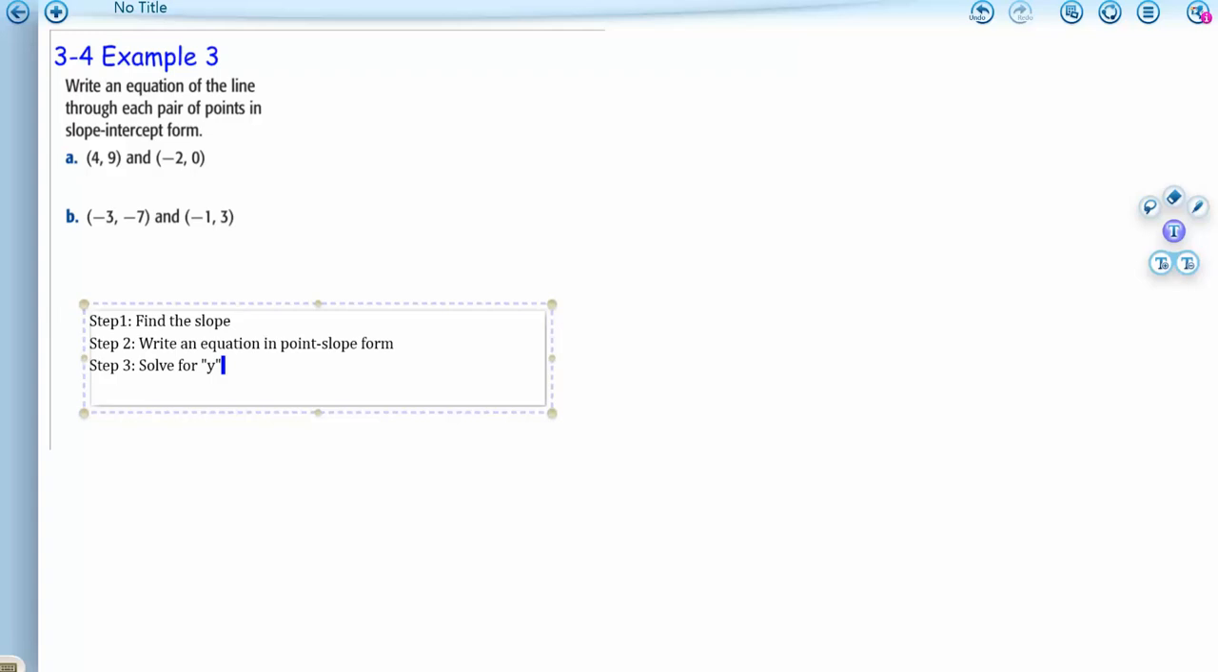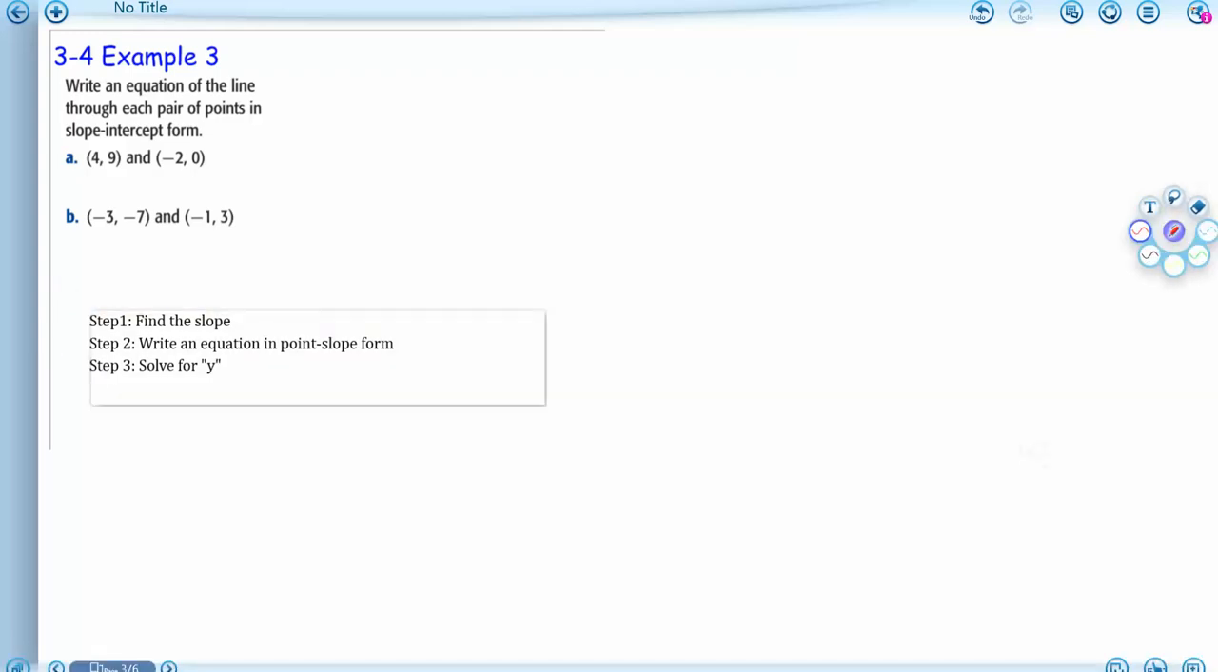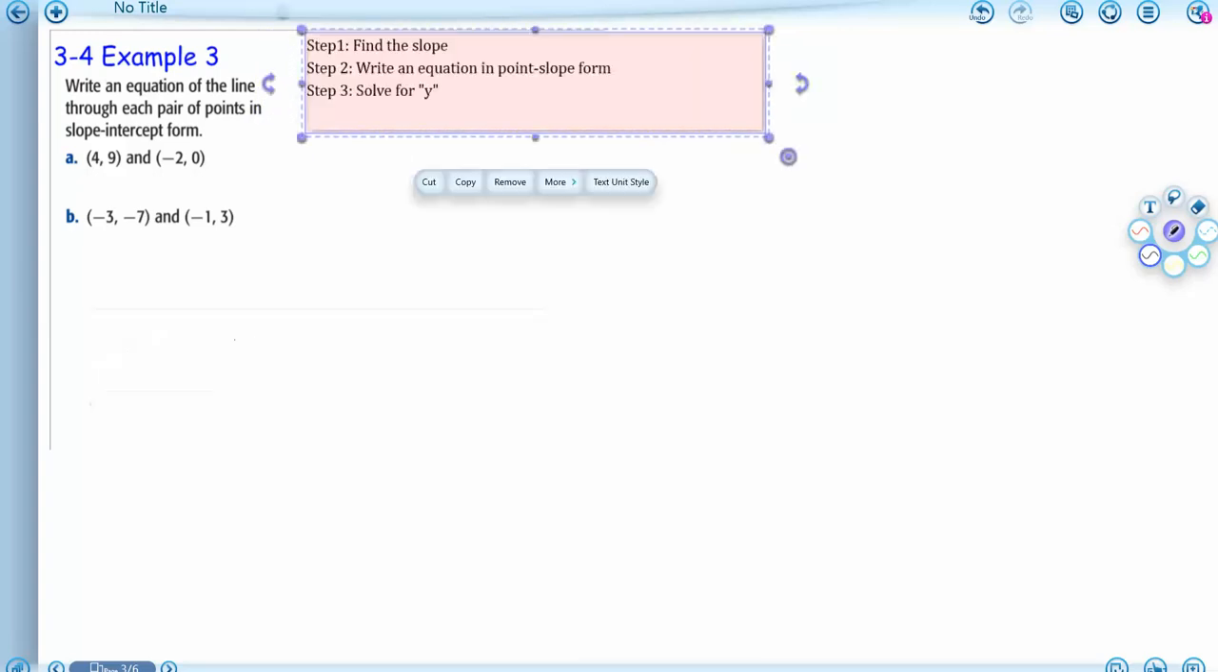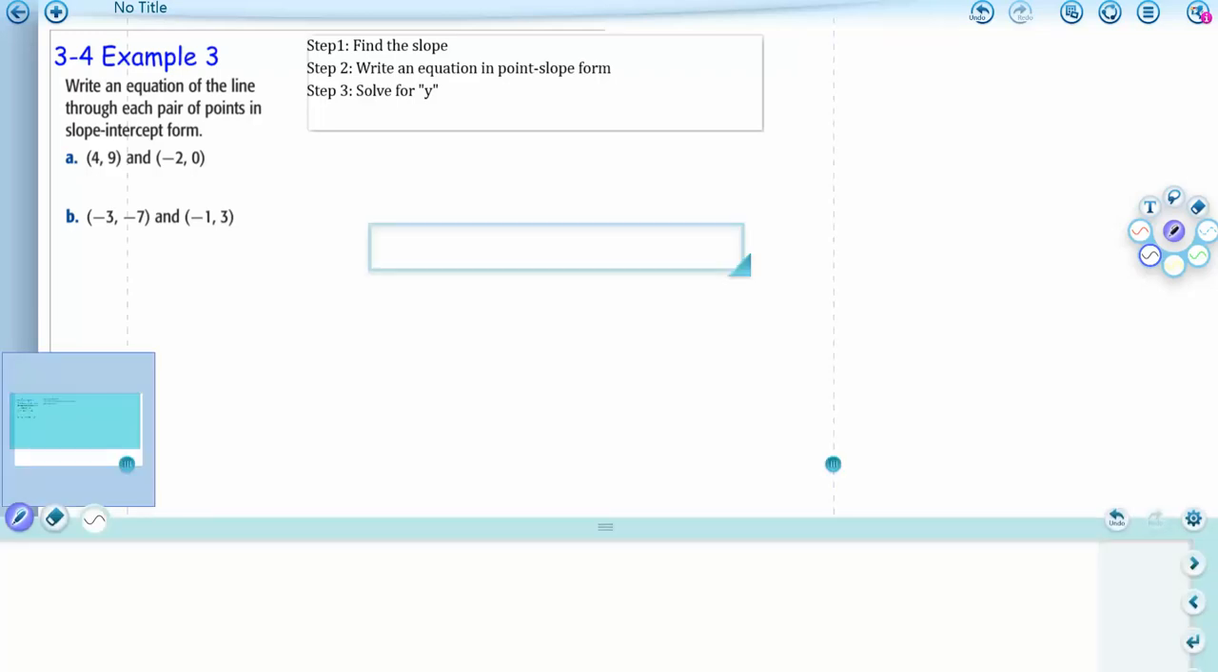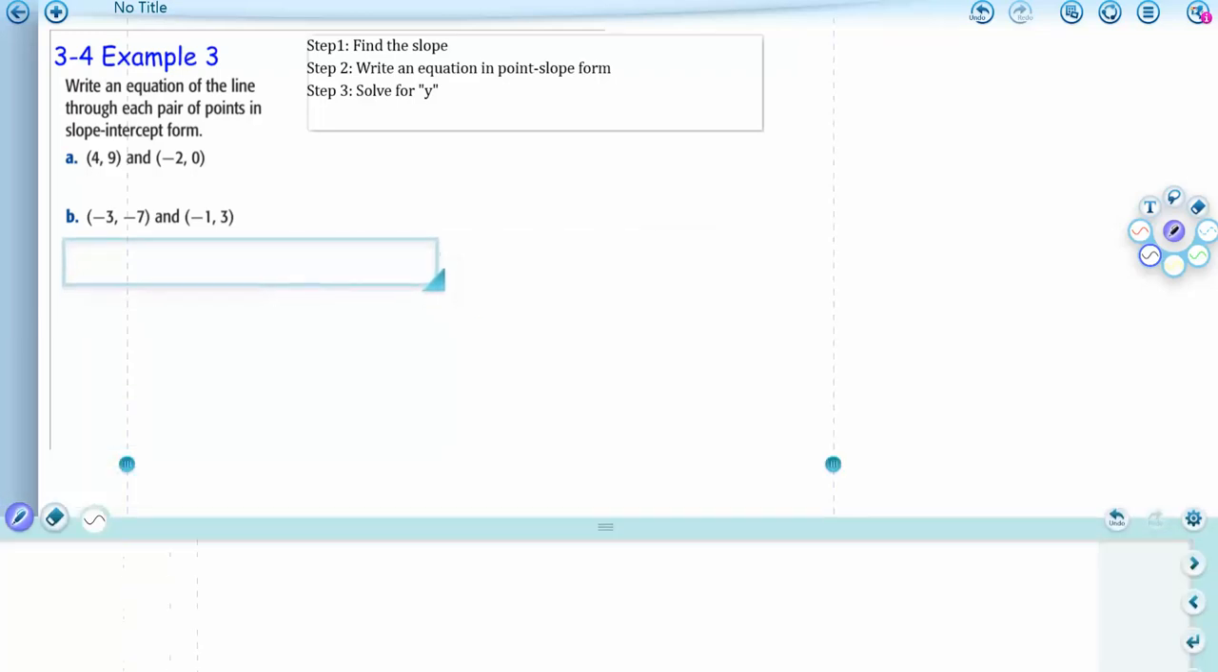Okay, now that we know what we have to do, let's go ahead and get started. First, for A, the first thing I need to do is find the slope. So I'm going to follow these steps for each of these problems. So for A, I have to find the slope of my 2 points.